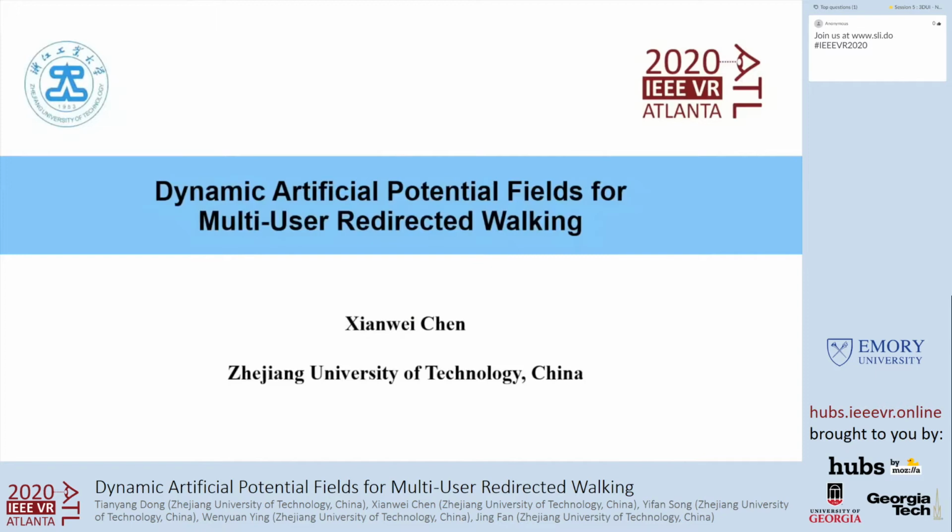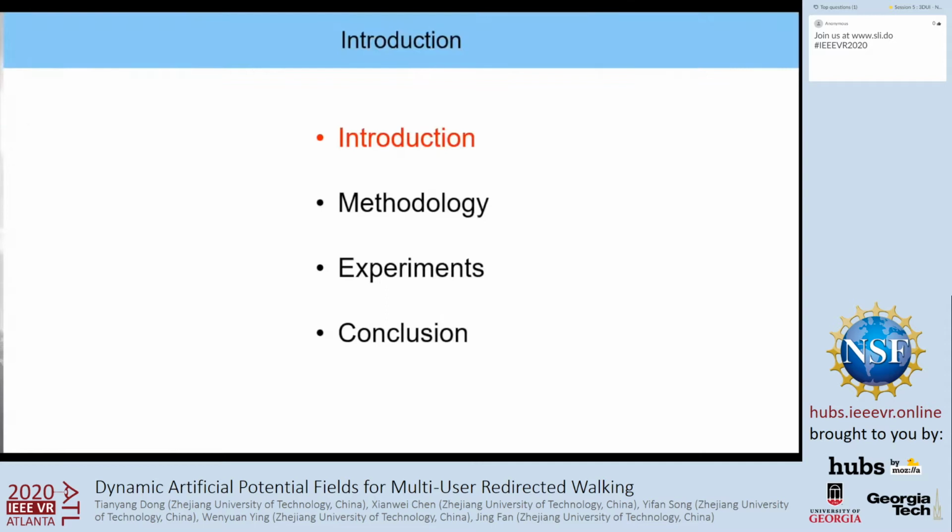Okay, our next speaker is Zhanwei Chen, and he'll be presenting Dynamic Artificial Potential Fields for Multi-User Redirected Walking. Hello, everyone. My name is Chen Xianwei. I'm from Zhejiang University of Technology. The title of my paper is Dynamic Artificial Potential Fields for Multi-User Redirected Walking. Today, I will introduce the paper in the following four aspects. They are introduction, methodology, experiment, and conclusion.